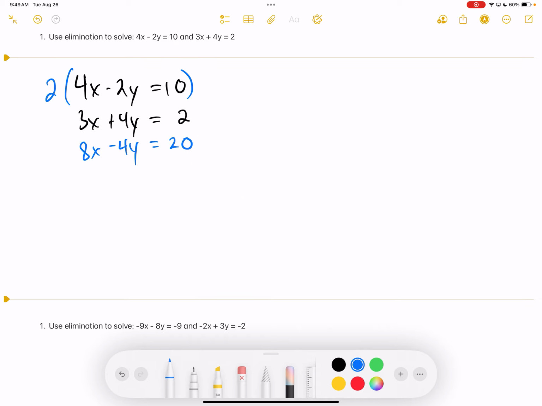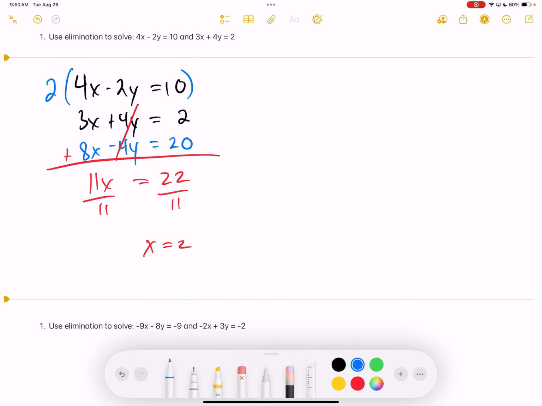So this one I am manipulating so that when I add them up, they're going to cancel out. You may have to change 1 or 2 of the equations by multiplying by something, and we'll do a lot of this on Thursday. I just wanted to start it today. So now 3 plus 8 is 11. 4 minus 4 cancels out. 2 plus 20 is 22. Then divide both sides by 11, and x is 2.